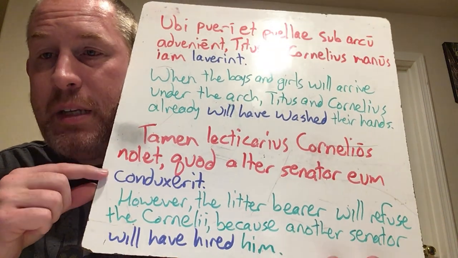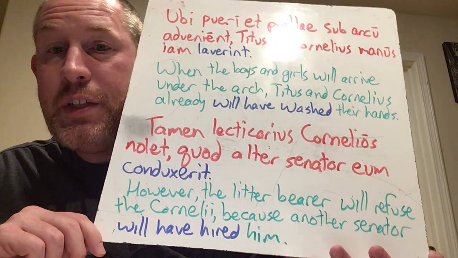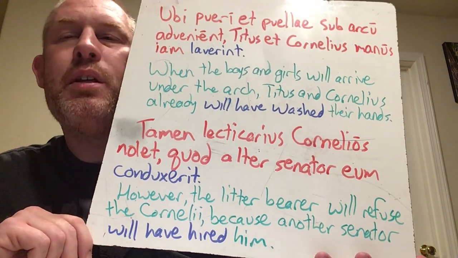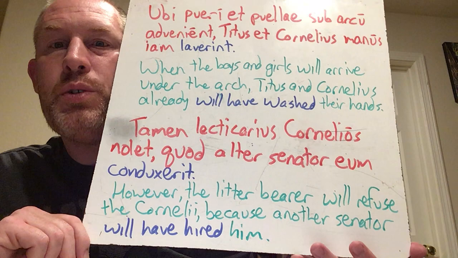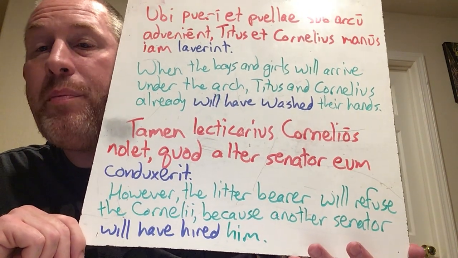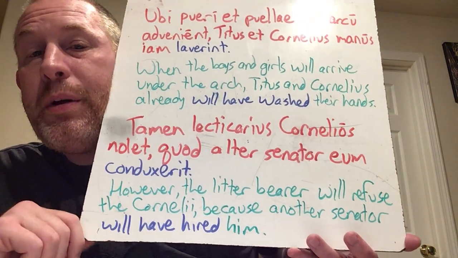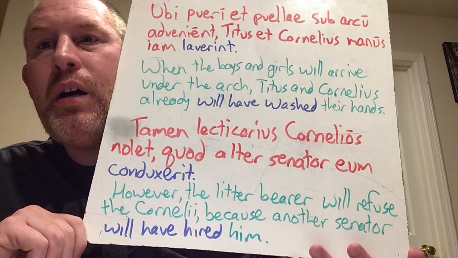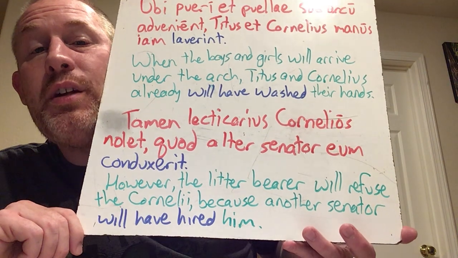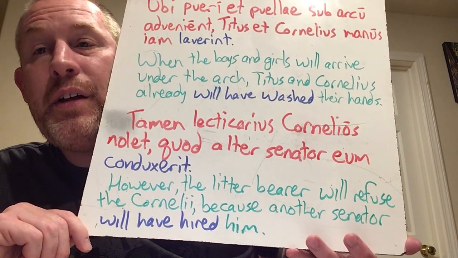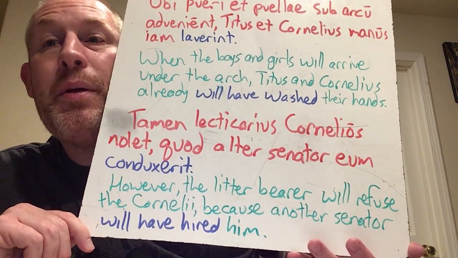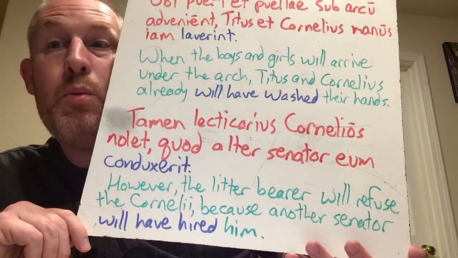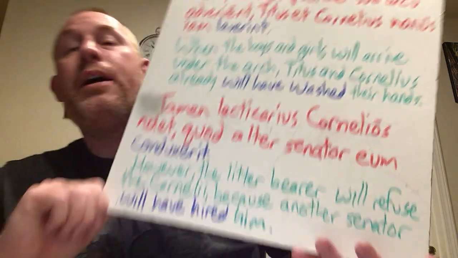You'll often see them in the same sentence, or they'll be within a sentence of each other. Because the future perfect doesn't really exist on its own, because it's weird to put things in the future perfect unless you've also got a future to reference it to. Okay? So, however, the litter bearer will refuse the Cornelii, say he refuses them at 2 o'clock, because another senator will have hired him. That's going to happen in the future, but before he refuses the Cornelii. So say at 1:45. That's how it works.